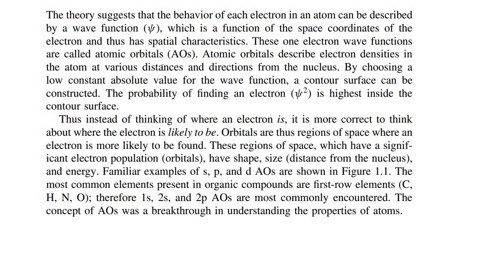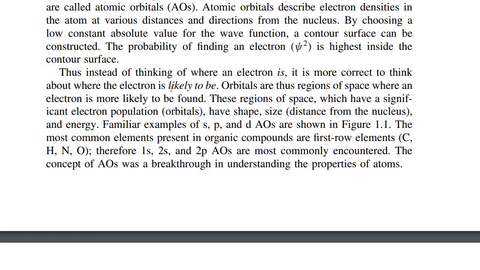By choosing a low constant absolute value for the wave function, a contour surface can be constructed. What is the meaning of contour? I will show you. There is a wave function psi, and psi square is the probability of finding an electron, which is highest inside the contour surface. Now instead of thinking where an electron is, it is more correct to think about where the electron is likely to be.